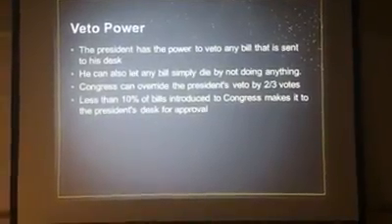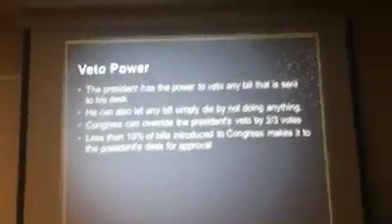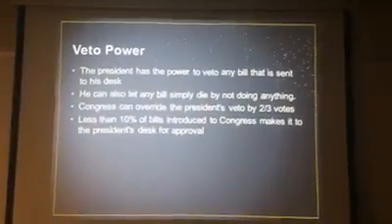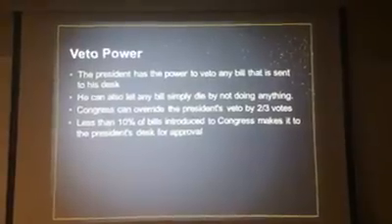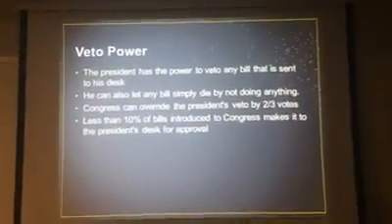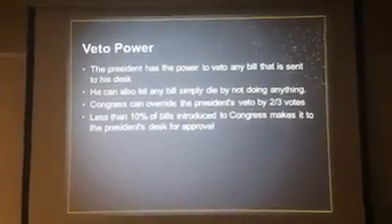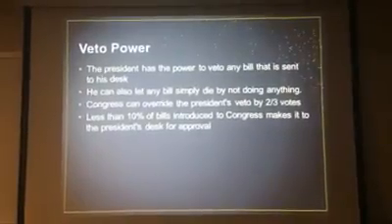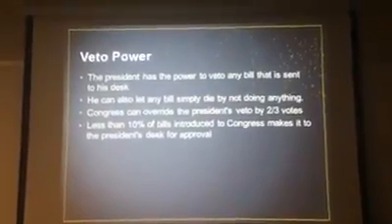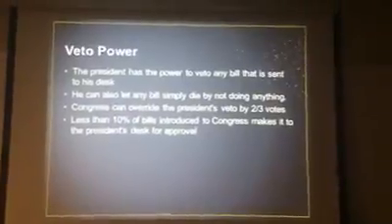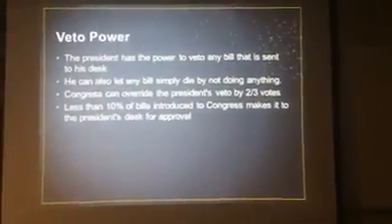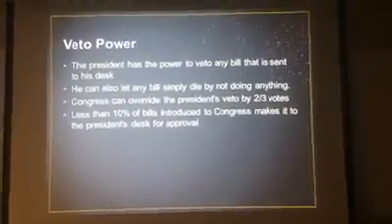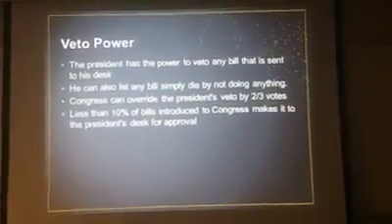So what this is saying is that the president has power to veto any proposed law that comes into the House, and it cannot be overridden unless it's overridden by two-thirds of a vote from Congress members. And touching on that, less than 10% of bills introduced to Congress make it to the president's desk for approval. That is because in the House of Representatives you need a simple majority, whereas in the Senate you need a solid 60 at the minimum.